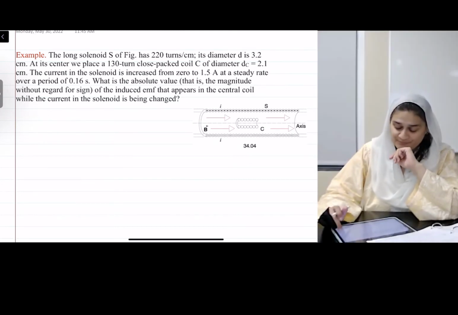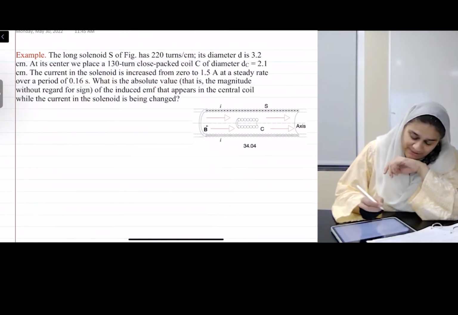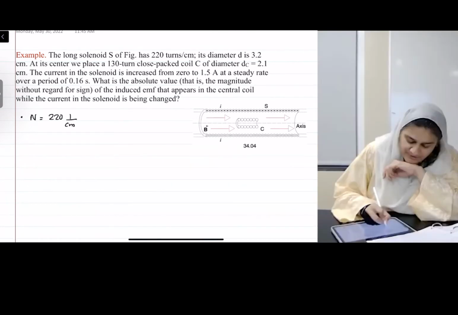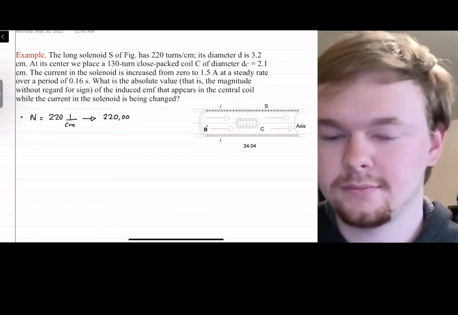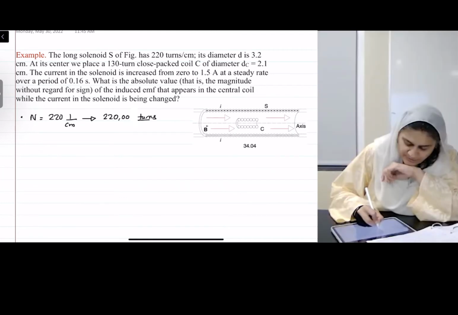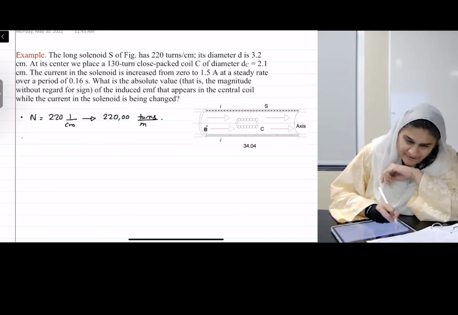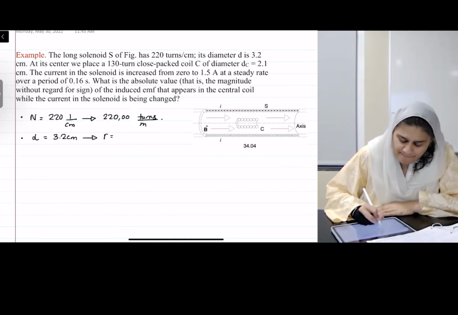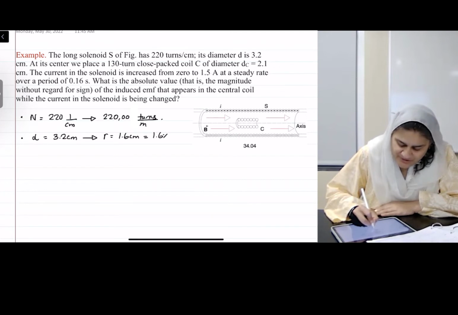So how do we do this? Let's start at the beginning. I have a long solenoid with 220 turns per centimeter, which means I have to convert it to meters, which would be 220 turns per meter. Then it tells me that my D is 3.2 centimeters, which implies my R is going to be 1.6 centimeters or 1.6 times 10 to the minus 2.